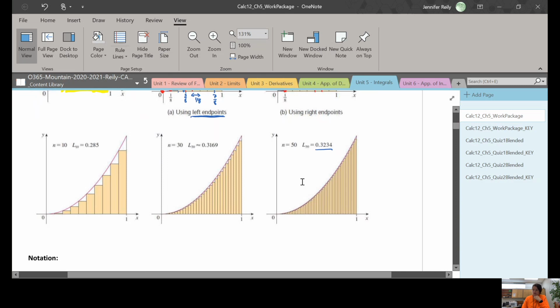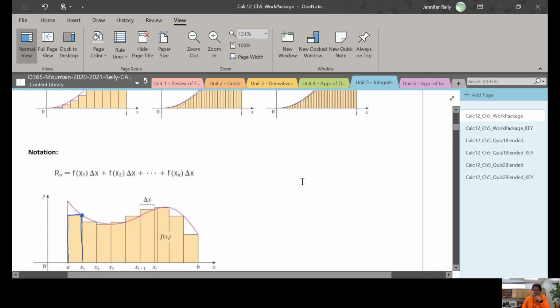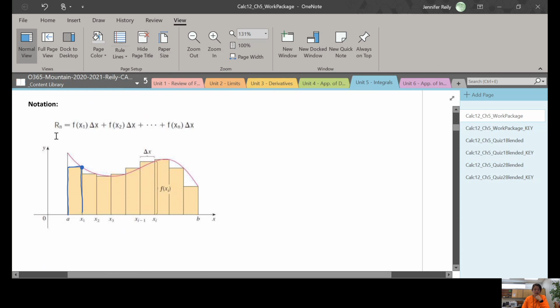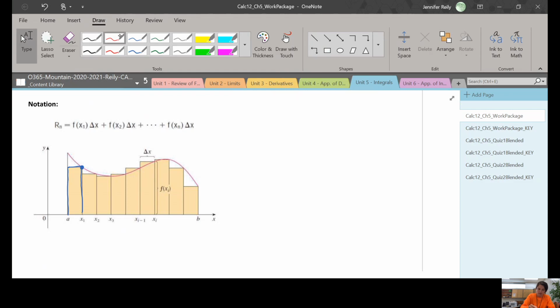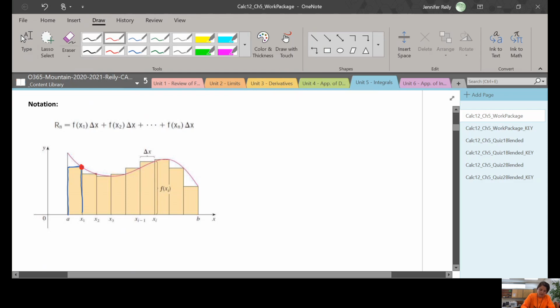Okay, let's just go over a little bit more notation here. This is a little general formula for Rn. I'll write down the one for Ln in a second. So remember, for Rn, there we go. We're using the right side of the rectangle to touch the curve. Okay. N denotes how many rectangles you have. This little piece here is your width. That's delta x. That means change in x, so the width of every rectangle.